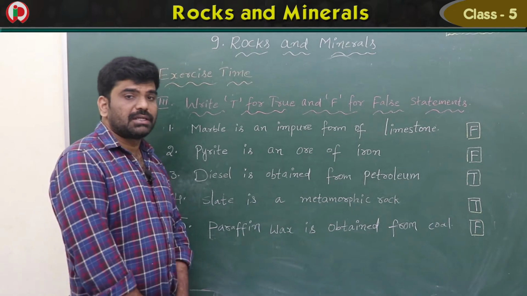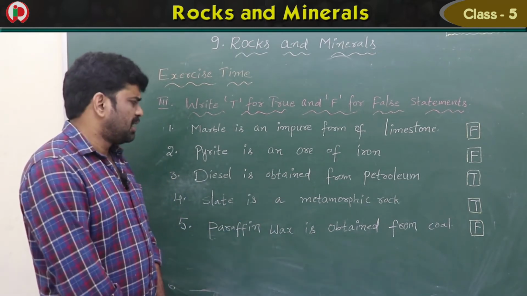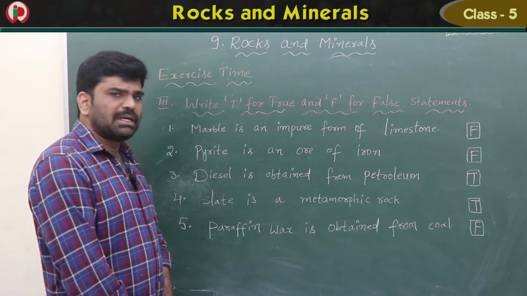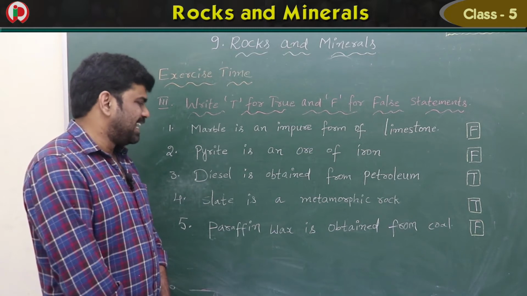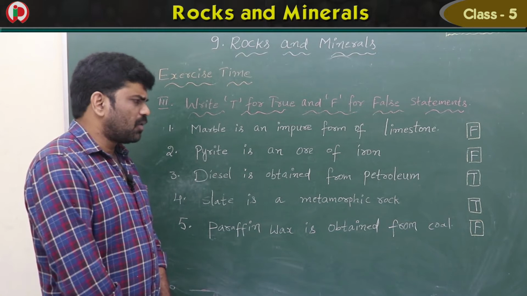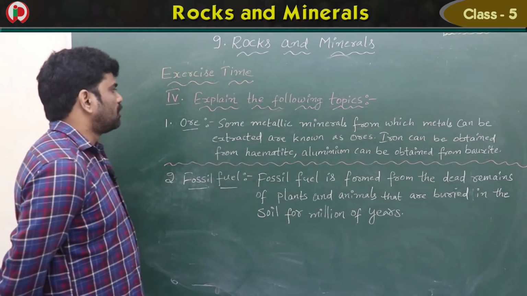So once again I repeat, marble is an impure form of limestone. False. Pyrite is an ore of iron. False. Diesel is obtained from petroleum. True. Slate is a metamorphic rock. True. Paraffin wax is obtained from coal. False.